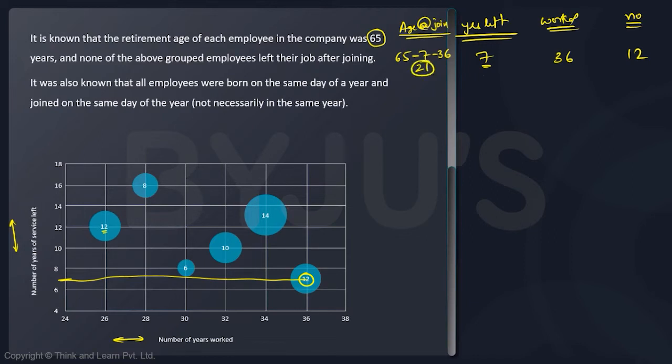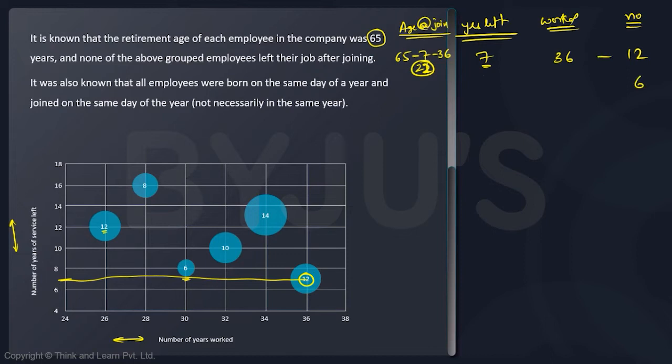21 years. So when they joined, they had 21 years of age. Sorry, it's not 21, 22 years, because 36 plus 7 is 43, and 65 minus 43 is 22. So this is what you need to write for every bubble. Second bubble is, I'll take this bubble.